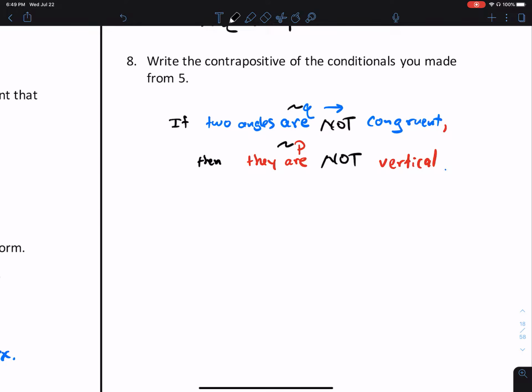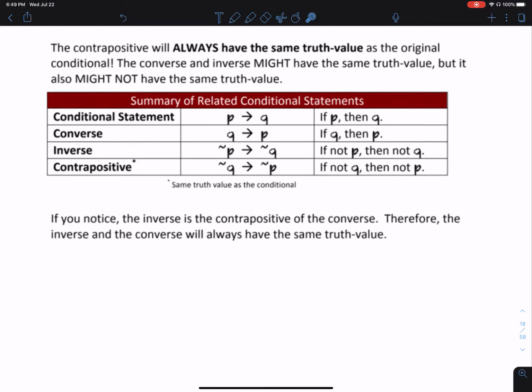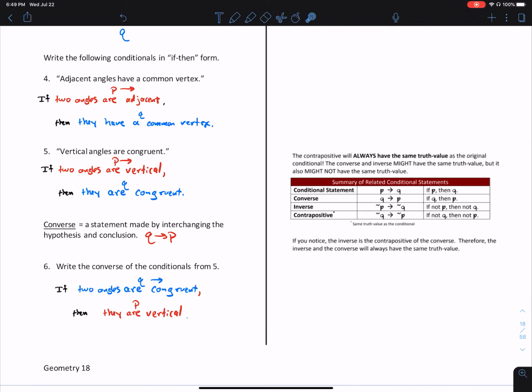All right, we're almost finished. This chart could be valuable to you. The contrapositive will always have the same truth value as the original conditional. The converse and inverse might have the same truth value, but it also may not. So if your conditional statement is P implies Q, which you could write if P then Q, if that's true, then the contrapositive is also true. If the conditional statement is false, then the contrapositive has to also be false. Who knows what happens with the converse and inverse? If you notice, the inverse is the contrapositive. Oh, that's just getting wordy. All right, please do the homework as noted on the website.